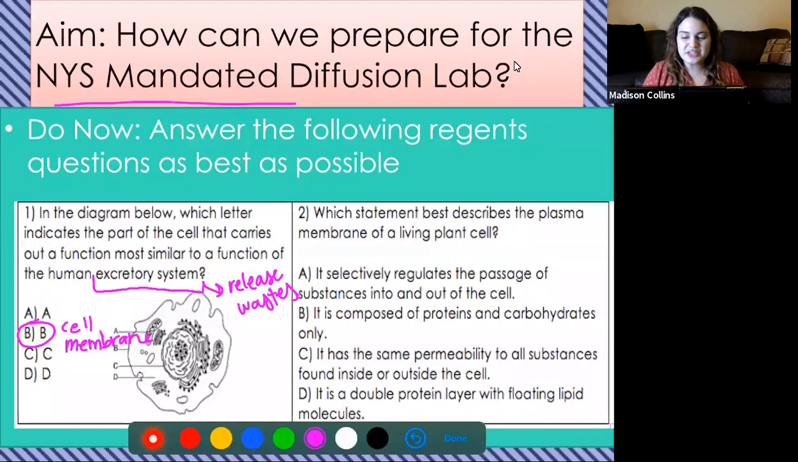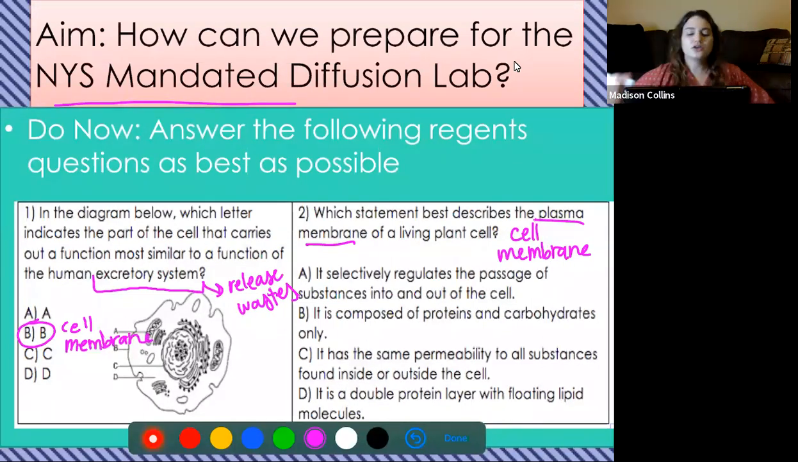All right, number 2, which statement best describes the plasma membrane of a living plant cell? Remember, anytime you see the phrase plasma membrane, that means the same exact thing as cell membrane. Okay, so is the answer A, it selectively regulates the passage of substances in and out of the cell? B, it is composed of proteins and carbohydrates only. C, it has the same permeability to all substances found in or out of the cell. Or D, it is a double protein layer with floating lipid molecules. So the answer here is going to be A. It selectively regulates the passage of substances in or out of the cell.